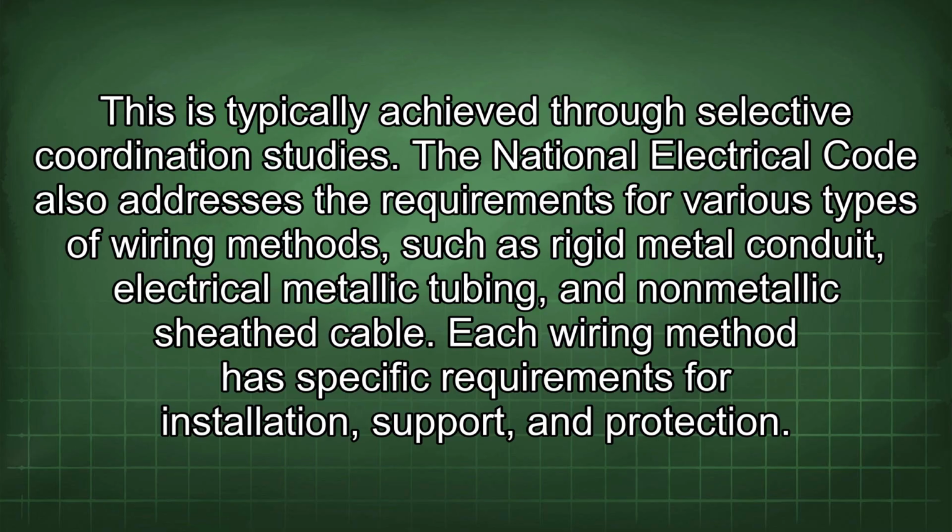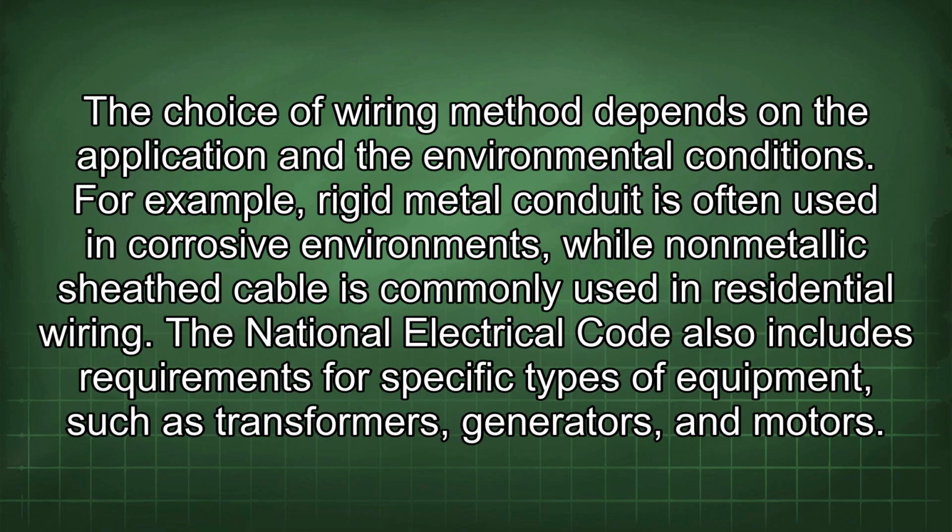The National Electrical Code also addresses the requirements for various types of wiring methods such as rigid metal conduit, electrical metallic tubing, and non-metallic sheath cable. Each wiring method has specific requirements for installation, support, and protection. Choice of wiring method depends on the application and the environmental conditions. For example, rigid metal conduit is often used in corrosive environments, while non-metallic sheath cable is commonly used in residential wiring.